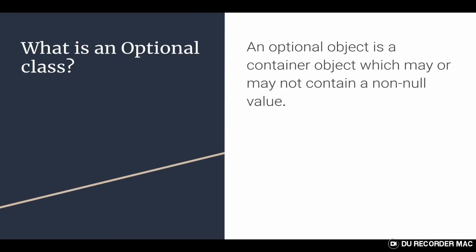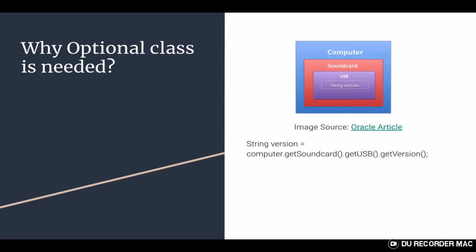So what is an optional class? So basically an optional object is a container object, which may or may not contain any value. So if it doesn't contain any value, it is considered an empty optional object and its value will be null.